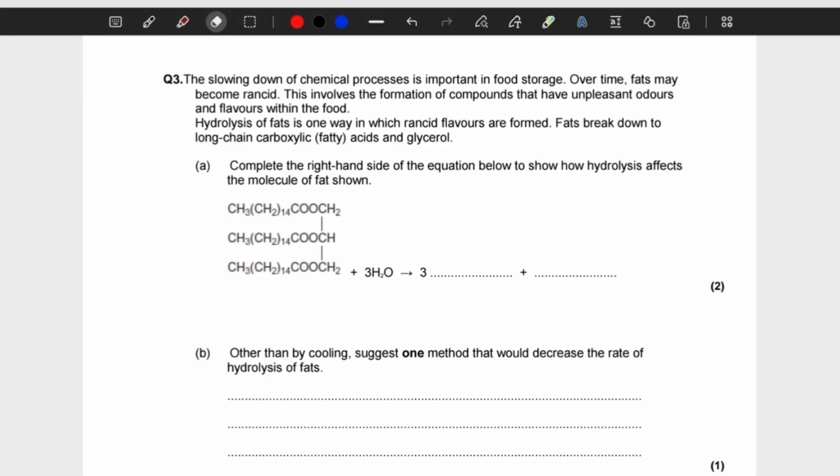So the slowing down of chemical processes is important in food storage. Over time, fats may become rancid. This involves the formation of compounds that have unpleasant odors and flavors within the food. Hydrolysis of fats is one way in which rancid flavors are formed. Fats break down to long carboxylic acid and glycerol. Complete the right side of how hydrolysis affects.